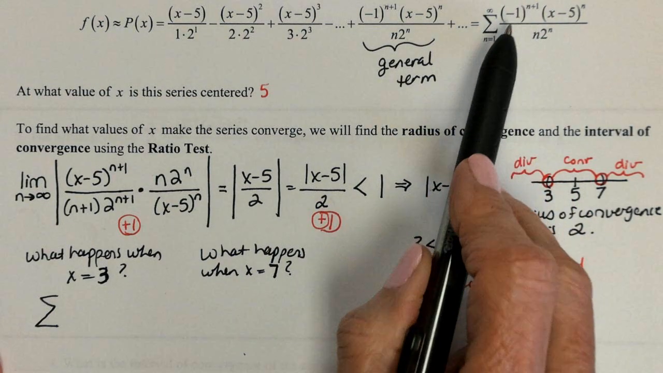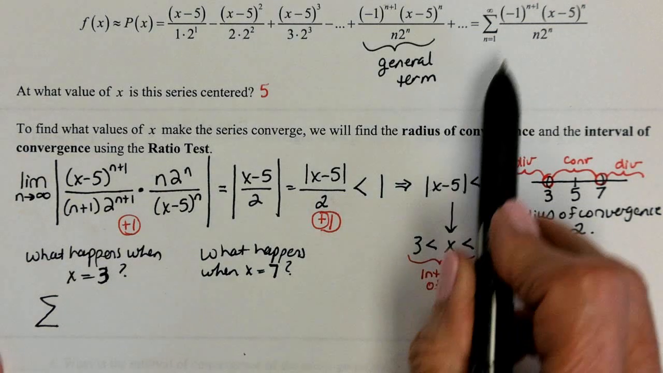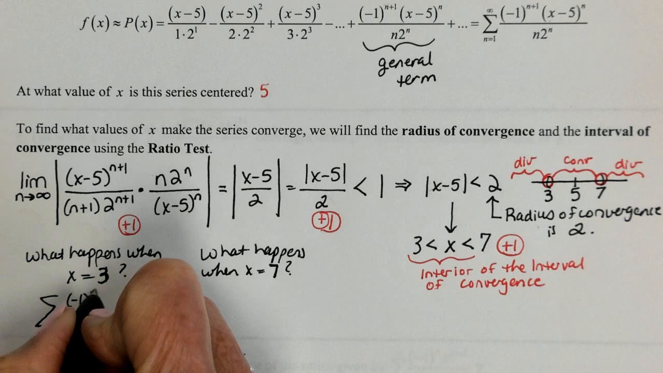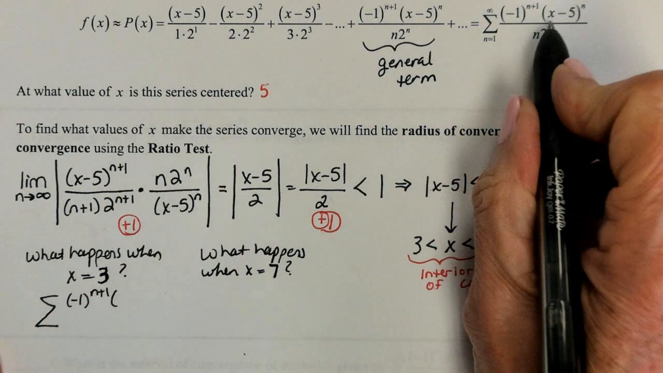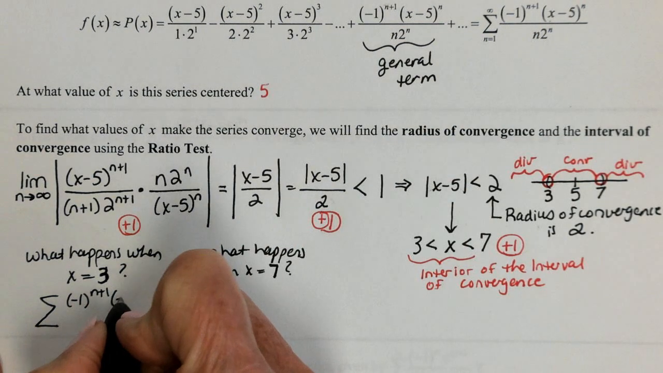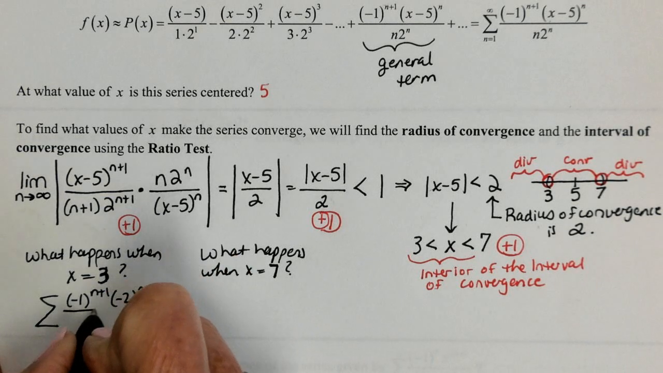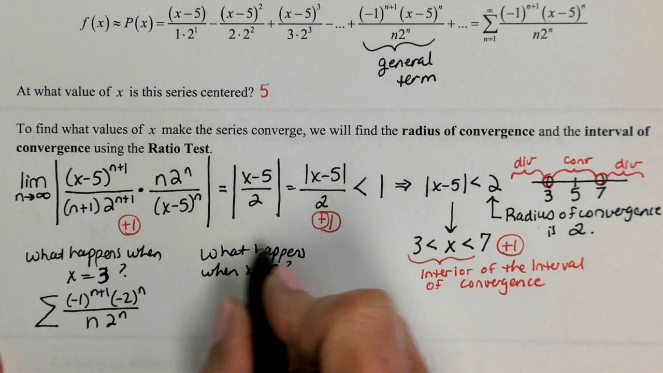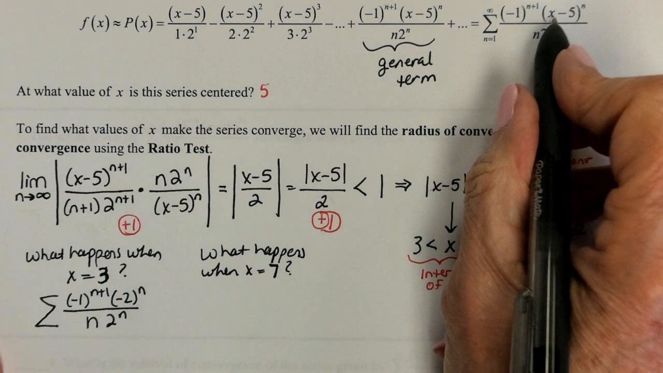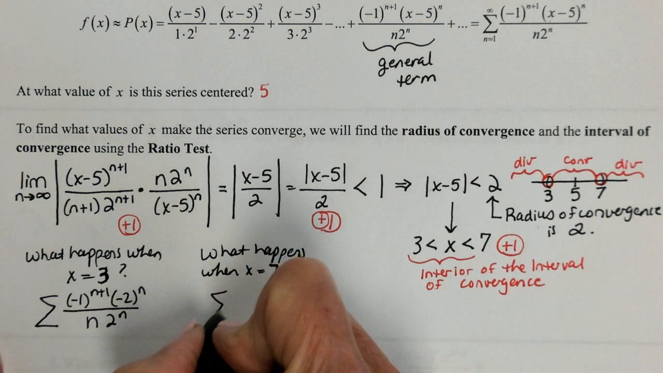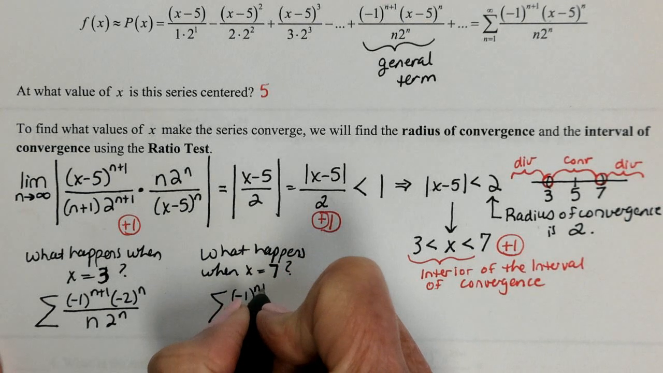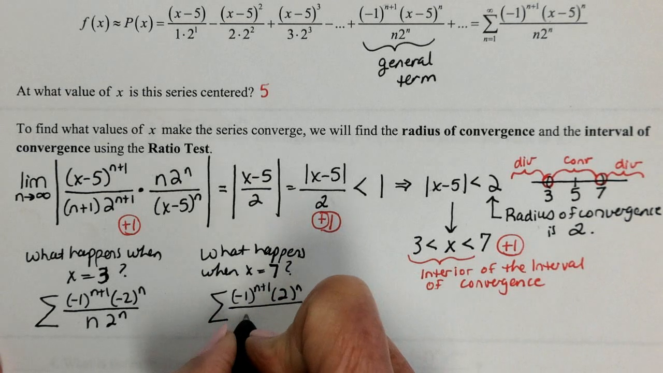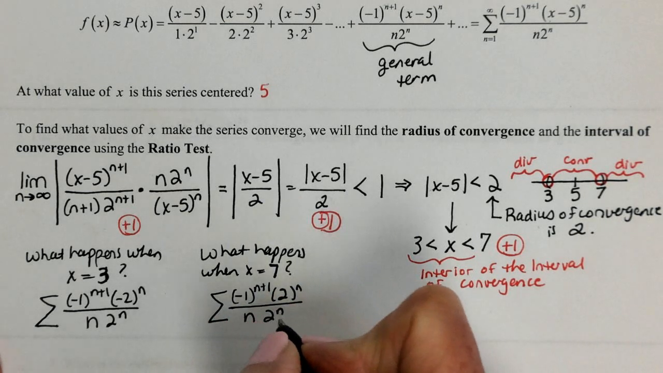I'm going back to my a sub n term, and I'm replacing x with 3. So I'm going to have negative 1 to the n plus 1 times negative 2 to the n divided by n times 2 to the n. When I put in 7 for x, I'm going to have negative 1 to the n plus 1 times 2 to the n over n times 2 to the n.